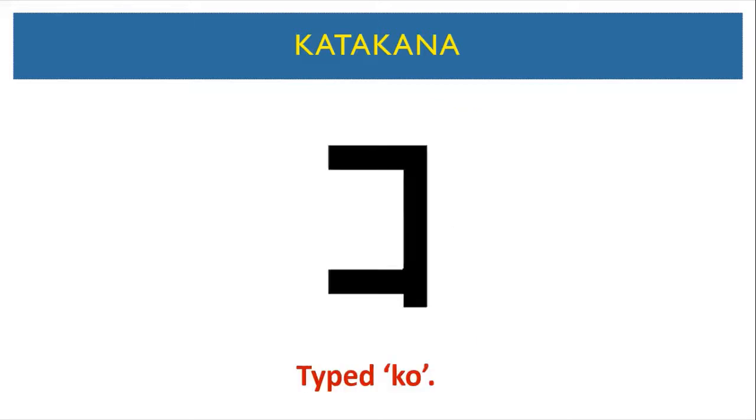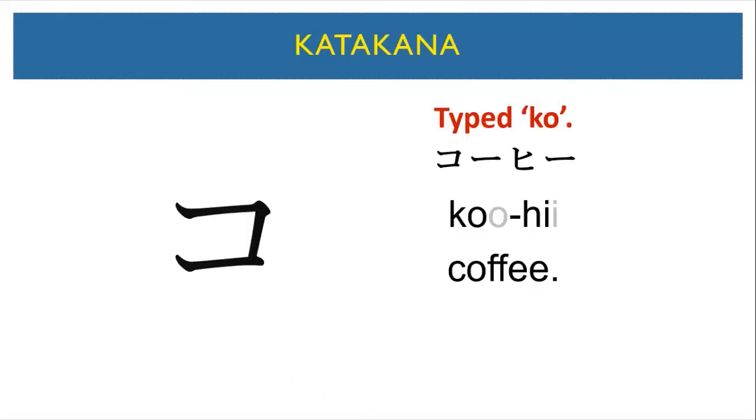Next is ko. Ko should be written like this. It has 2 strokes, 1 and 2. Please remember the stroke orders and try to practice them. And this is Kohi. Kohi is coffee. And you will find again these 2 lines here. This is Ko, O, He, E. So Kohi. That's how we read it.